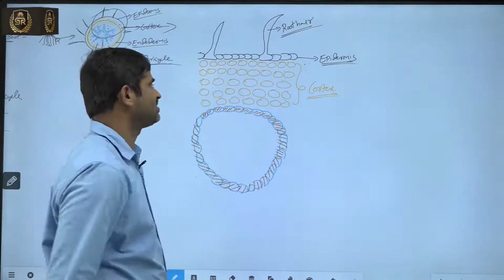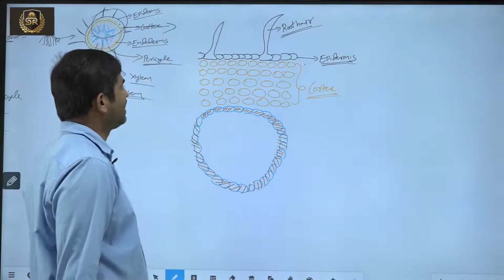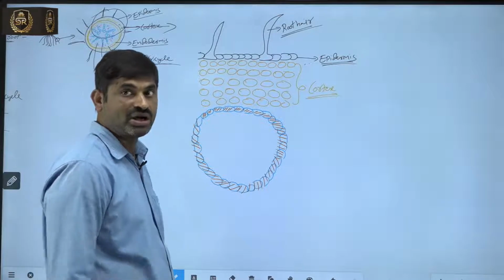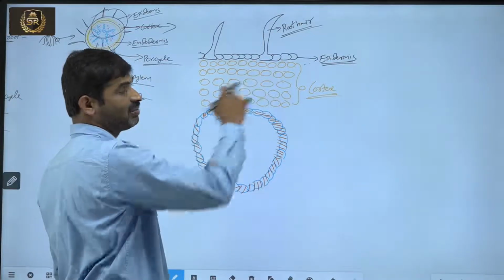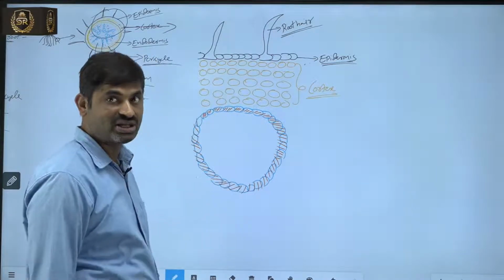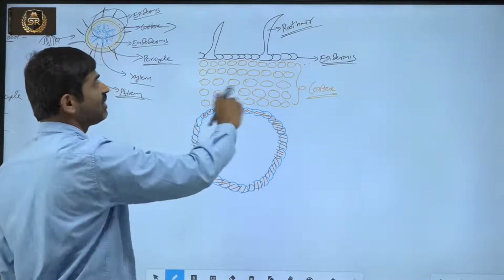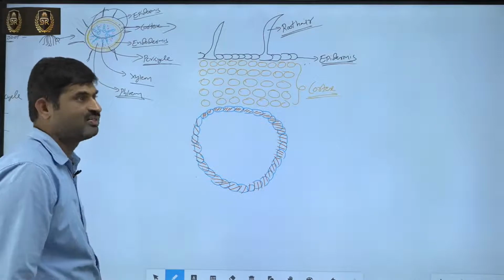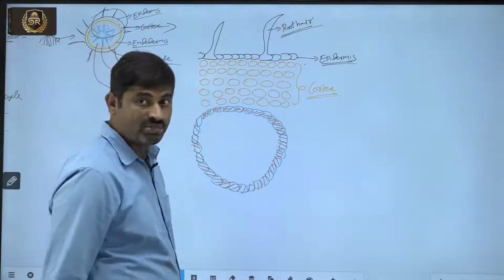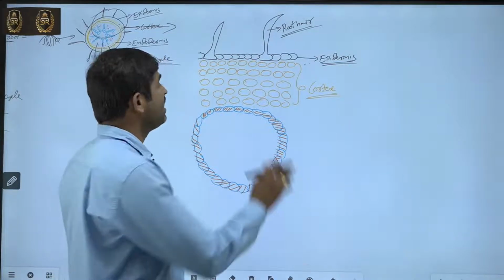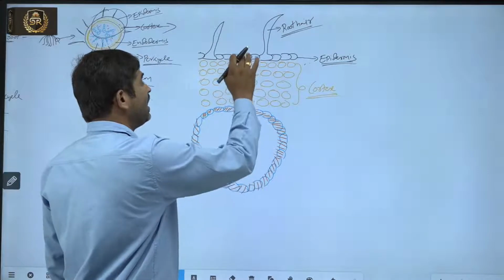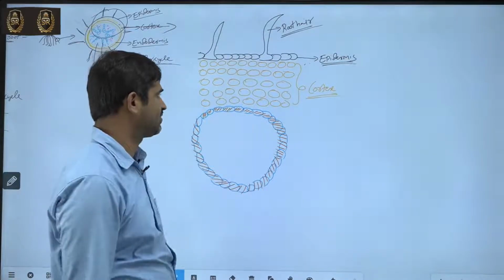Below the epidermis, that part is called the cortex. Cortex is made up of a multicellular multiseriated structure, made up of many cells, mainly parenchymatous tissue. Intercellular spaces are present.